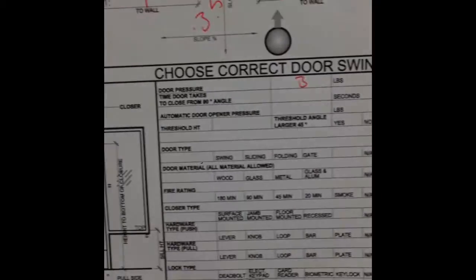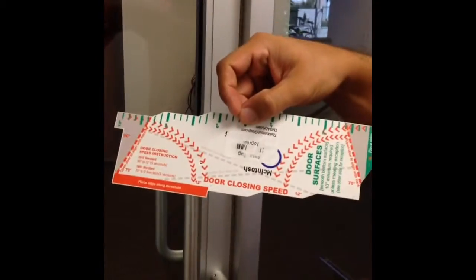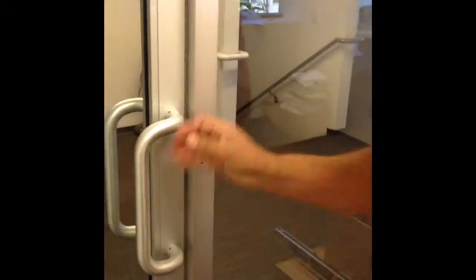Inside your kit that you received, there is a nice little gauge that you can use for the timing for the door closure. If you open the door, double check what you're looking for. This is the automatic time the door takes to close from a 90-degree angle.